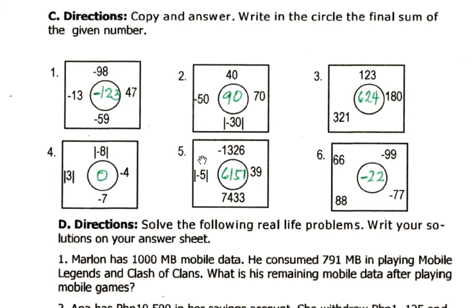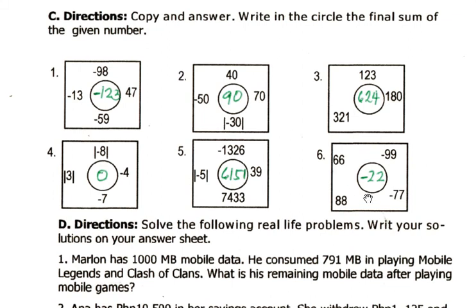For number 5, we have absolute value of negative 5 is 5 plus 39. We have positive 44. Then we add it to 7433. Then we minus 1,326. So the final answer is 6,151. For number 6, well, this is 66, 77, 88.